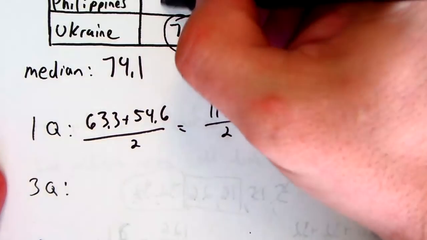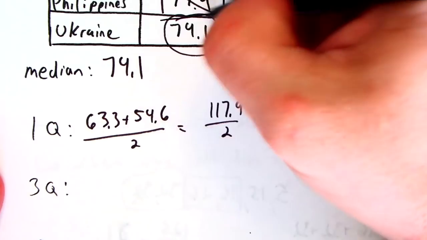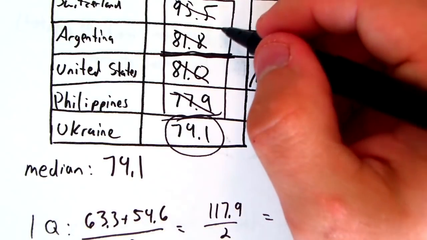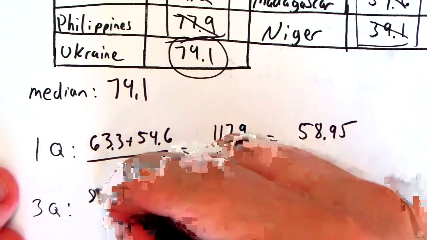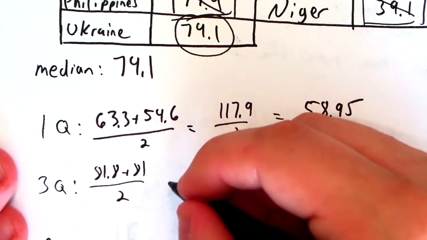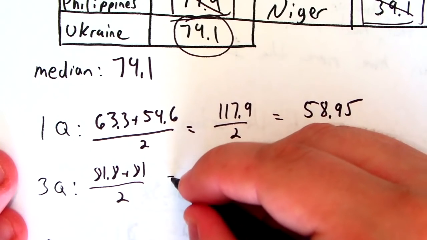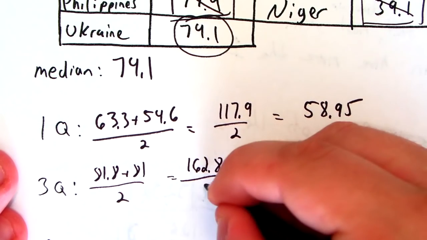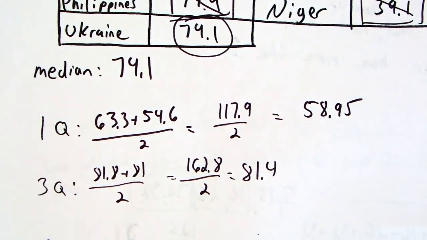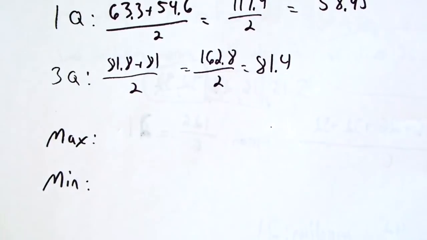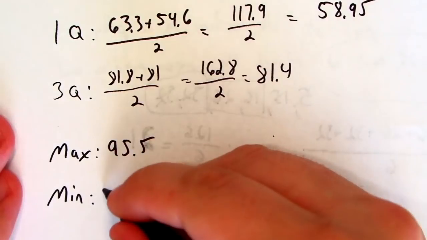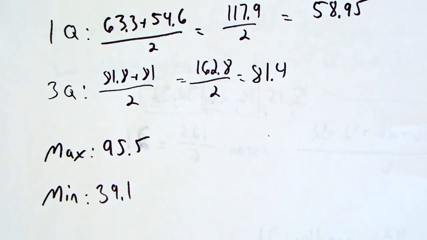Third quartile, same thing. We're now going to be looking at the upper half and finding the median here. That happens to fall right in between 81.8 and 81. So we want to find the mean of those two numbers. 81.8 and 81 is the same as 162.8, which would be 81.4. Our maximum score is 95.5, and our minimum score is 39.1.